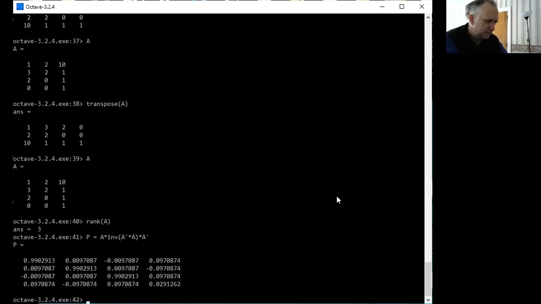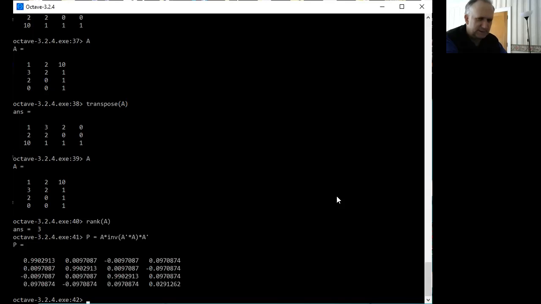Yeah, I suppose so. Okay, so there it is. You can see it's symmetric, 0.009, 7087. It's the same in column 1, row 2, or column 2, row 1. There's other ones that are the same too.